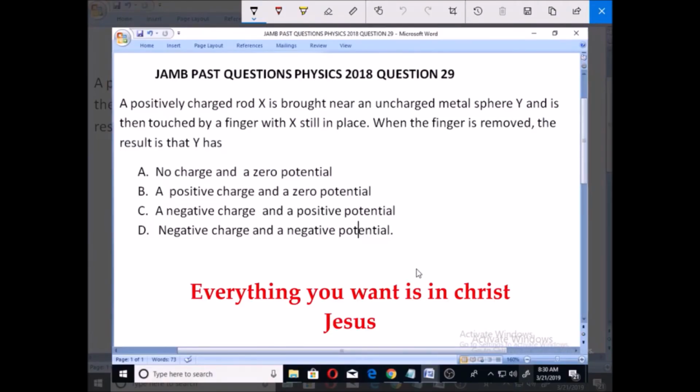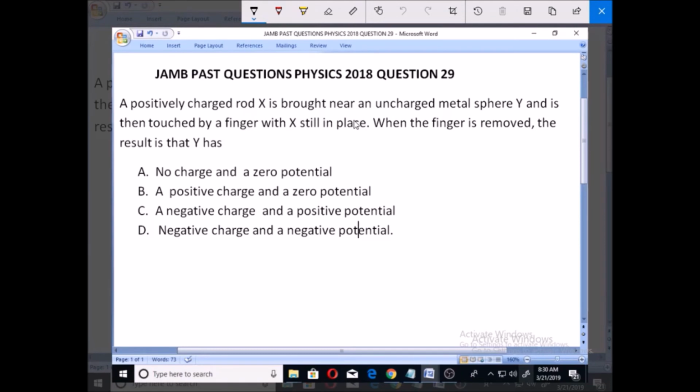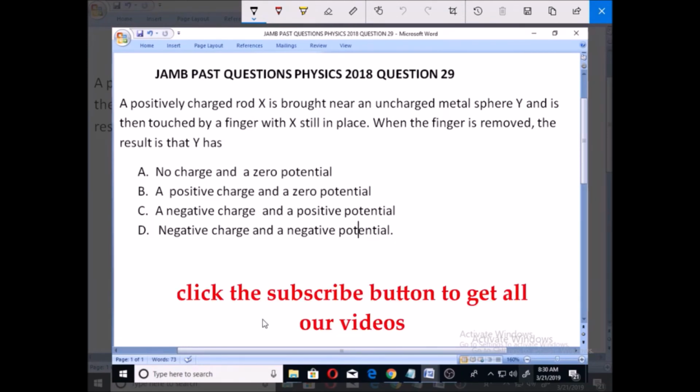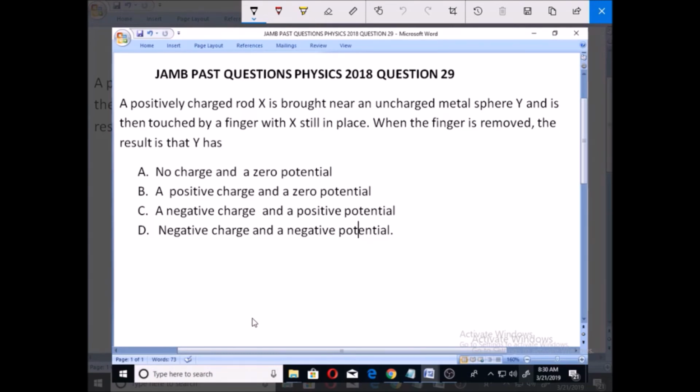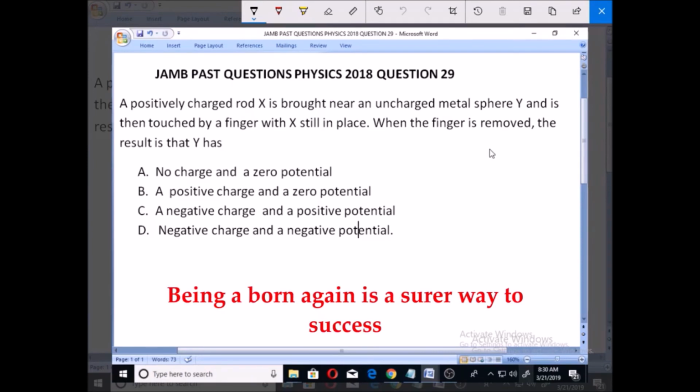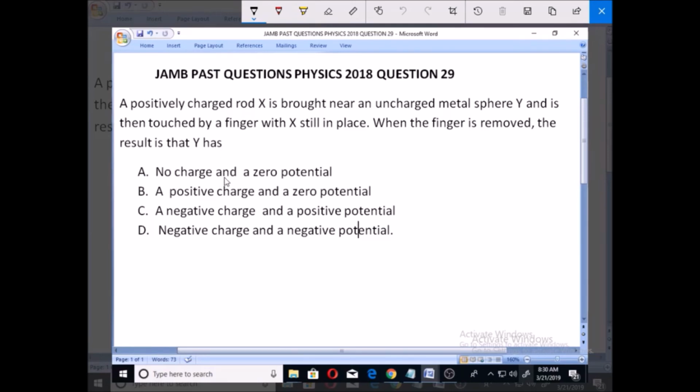Look at this JAMB past question, Physics 2018, question number 29. A positively charged rod X is brought near an uncharged metal sphere Y, which is then touched by a finger with X still in place. When the finger is removed, the result is that Y has: A. No charge and a zero potential, B. A positive charge and a zero potential, C. A negative charge and a positive potential, D. A negative charge and a negative potential.